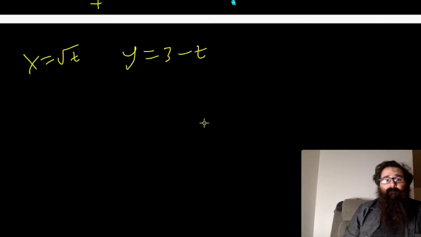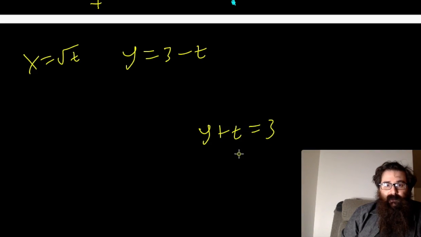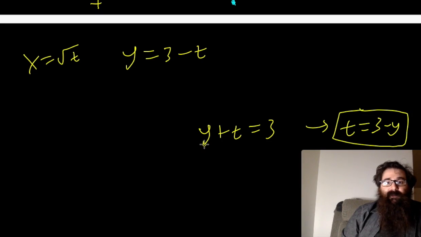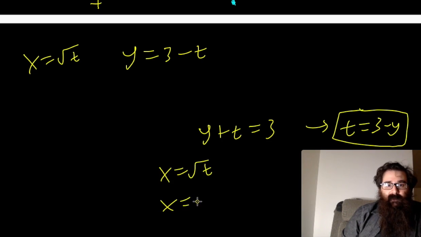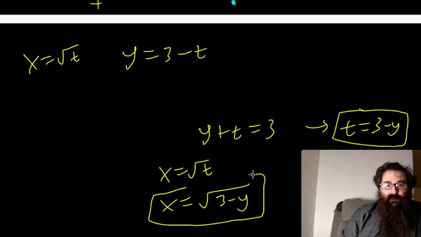Now, like I was saying before, it looks like one of these is actually easier to manipulate. So I could actually start working with y. I could say, well, y plus t is equal to 3. So then it follows that t is equal to 3 minus y. And with that in mind, I could say, well, x is square root of t, so then x is the square root of 3 minus y. Gives me a really good representation of this same function, but in a Cartesian manner.